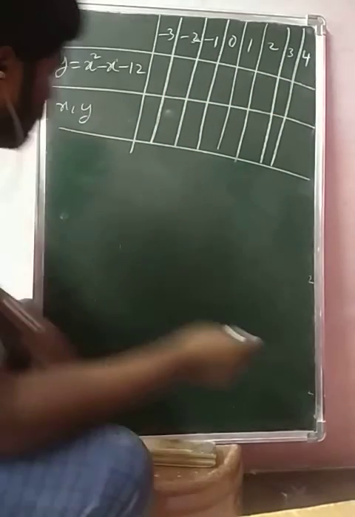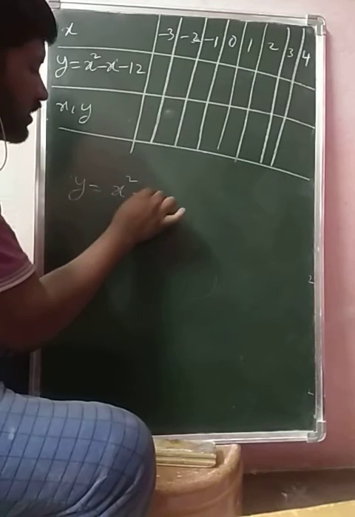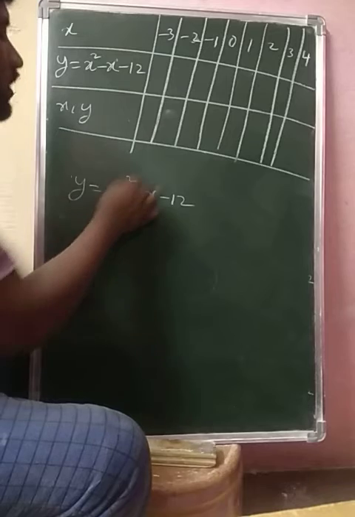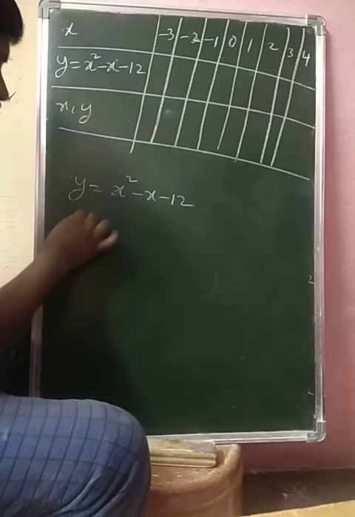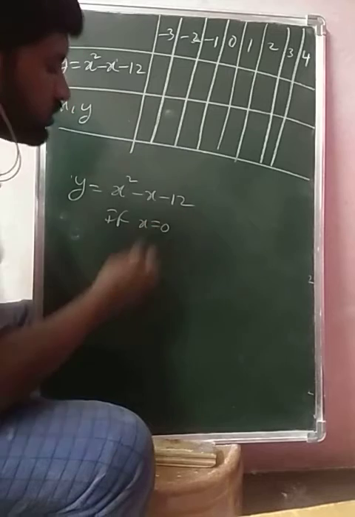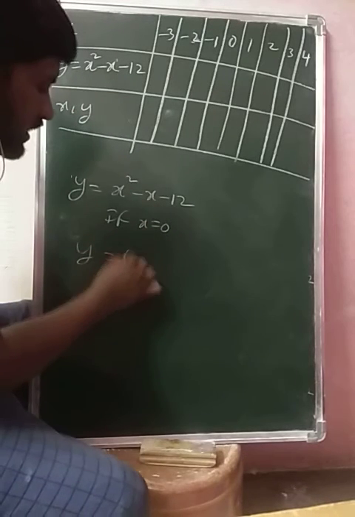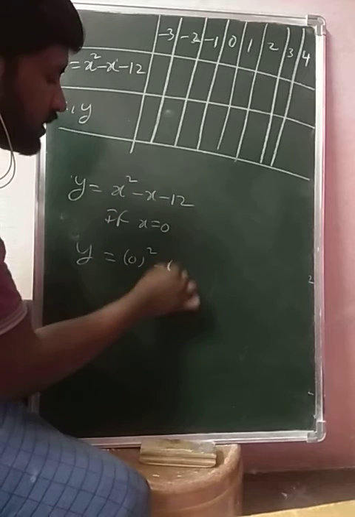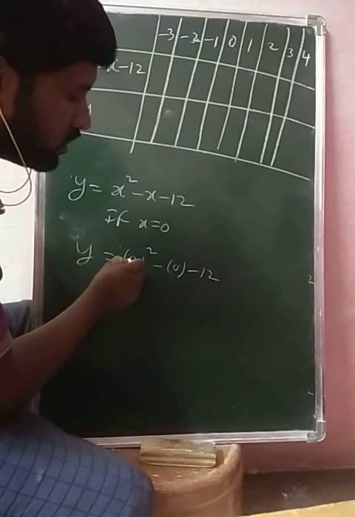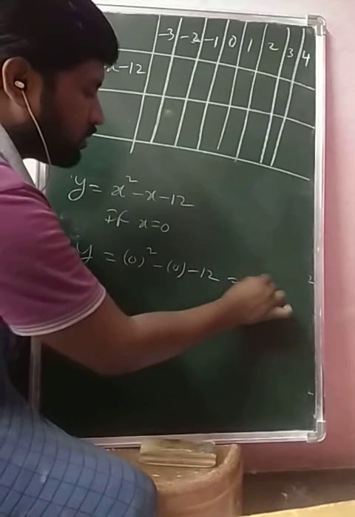The required equation y is equals to x square minus x minus 12. In the place of x, I am going to substitute 0. Then what happened? So if x is equals to 0, then what happens? See. Now y is equals to x square means that is 0 square minus x means that is 0 minus 12. 0 square means that is 0 only. 0 minus 0 minus 12, that is equals to minus 12 only.